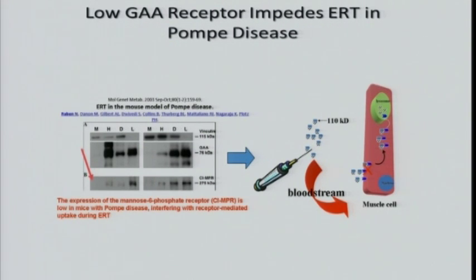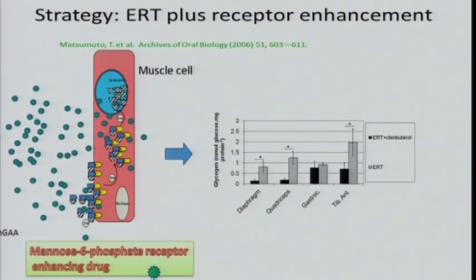So we showed this in collaboration with Dr. Nina Rabin, that the muscles of mice, and also in patients, have low mannose-6-phosphate receptor expression. And so if we did a strategy where we could increase the amount of mannose-6-phosphate receptor, could we improve the enzyme delivery to these patients?